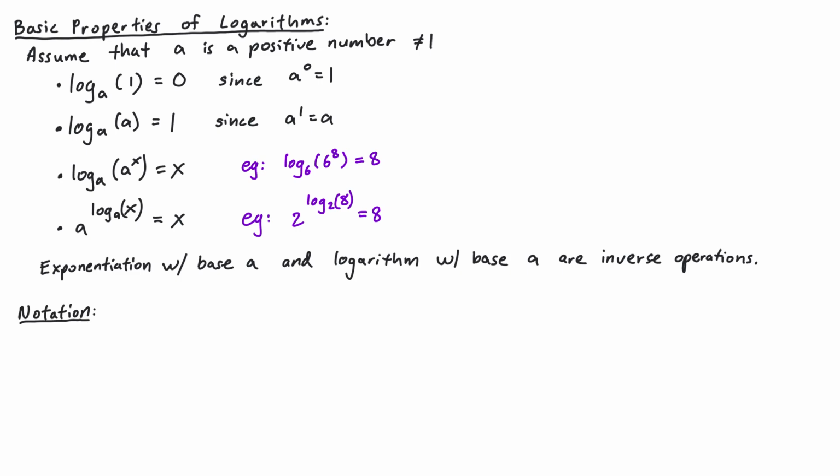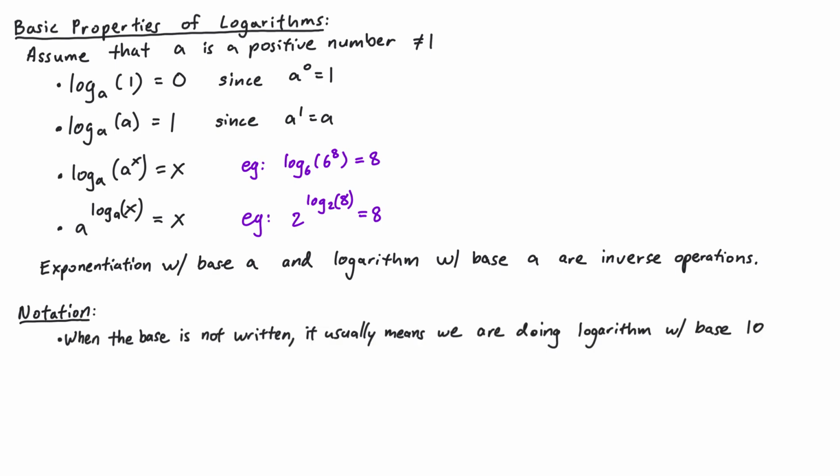Now, before we close out this video, I want to point out some notation that we use involving logarithms. So sometimes you'll see a logarithm, but there's no base written as a subscript. When the base is not written, it usually means we're doing logarithm with base 10. For example, if we see something like log of 100, we see that there's no subscript written here to indicate the base. This means we're working with base 10.